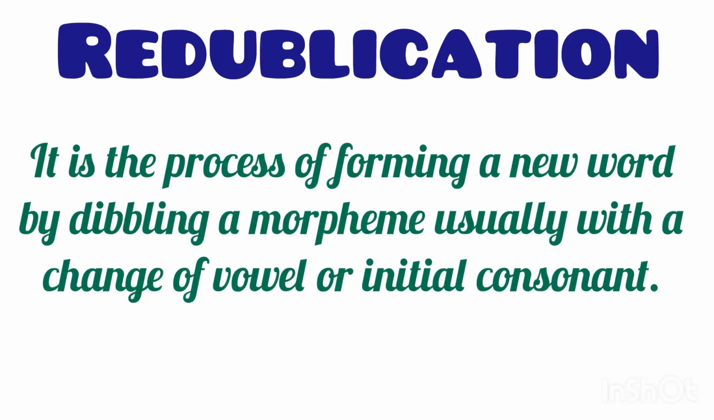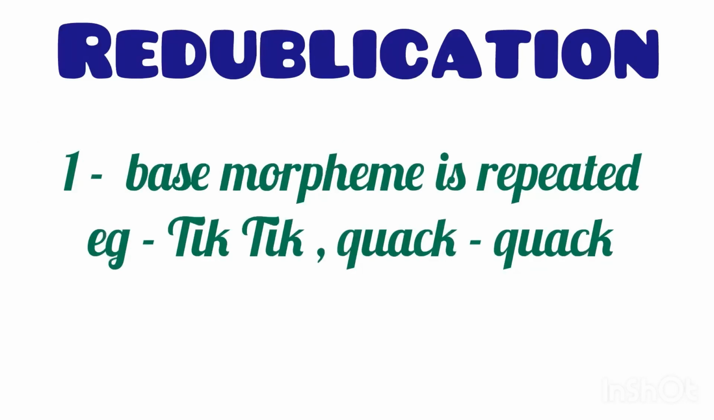Reduplication. It is the process of forming a new word by doubling a morpheme, usually with a change of vowel or initial consonant. What happens in this, son, is that it is a process in which a word is duplicated, and it is divided into 3 different classes. The first is where the base morpheme is repeated without any change. For example, tick tick, quack quack. No base morpheme is changed. We just repeated the same word 2 times.